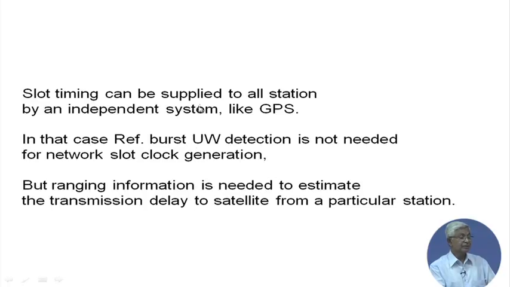In closed loop synchronization you have to synchronize, it will take a couple of propagation times and frames, whereas in this case of open loop synchronization it is much faster, but it all depends on the slot timing by the independent system, how stable it is. Of course, GPS is quite stable.